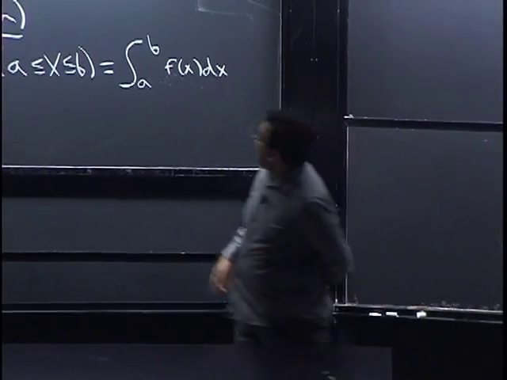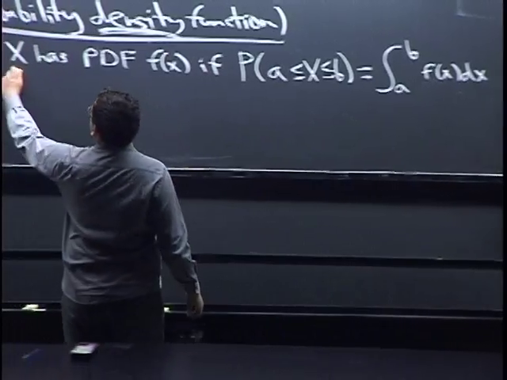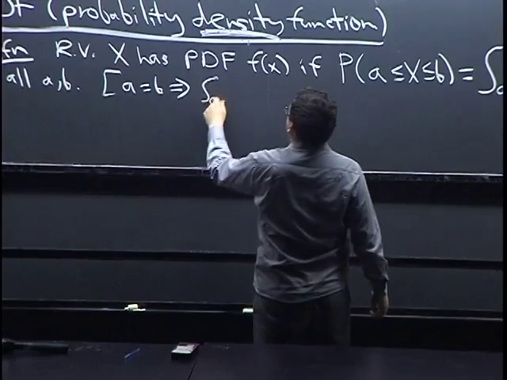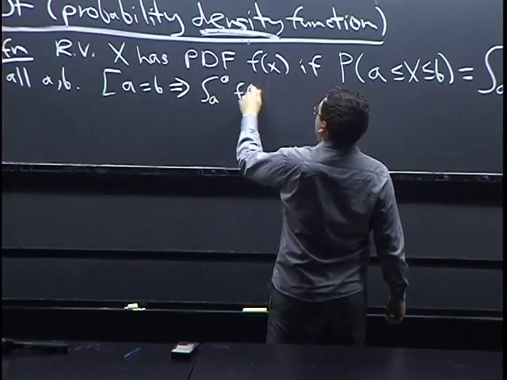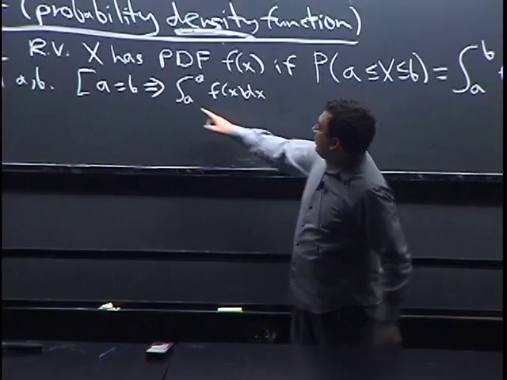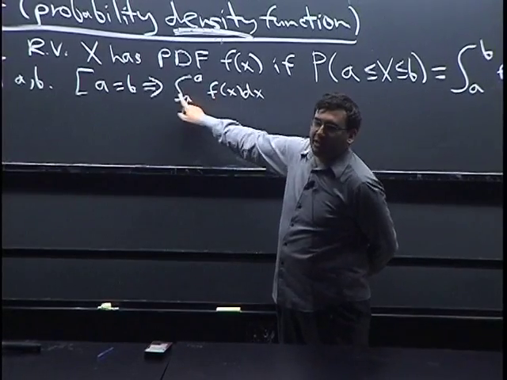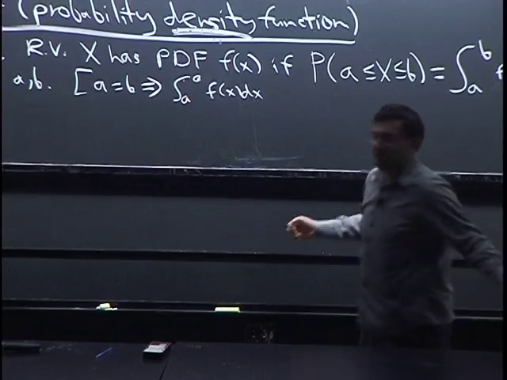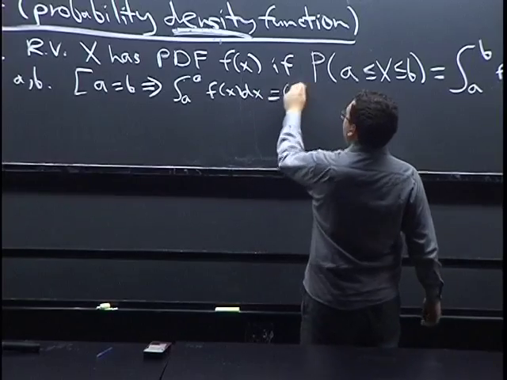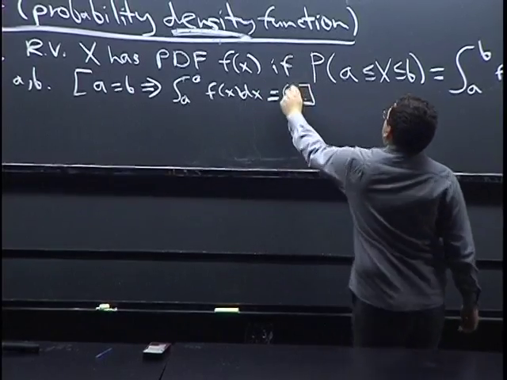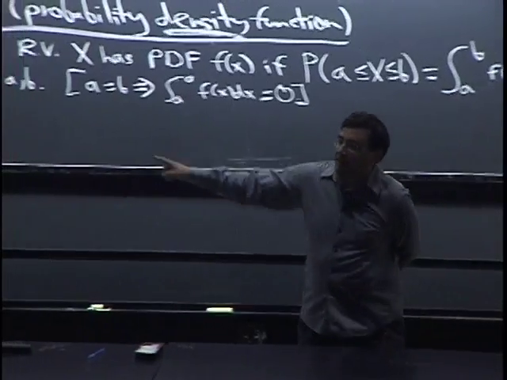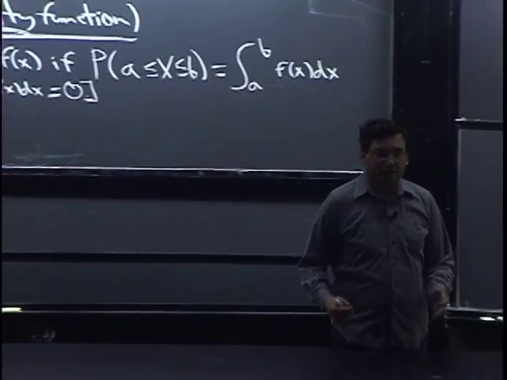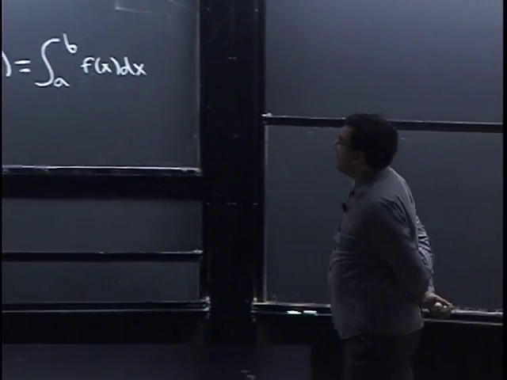Notice, by the way, that if we let a equal b, then we're integrating from a to a of f of x dx. So that's the area under the curve from a to a, which is 0, because you haven't actually specified any interval. Which agrees with what I said before. The probability of any specific point is 0. We need an interval of non-zero length.